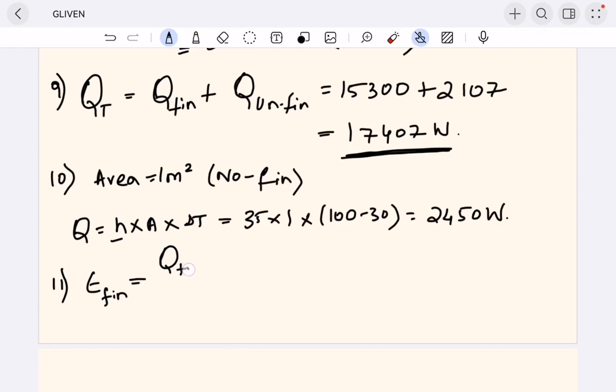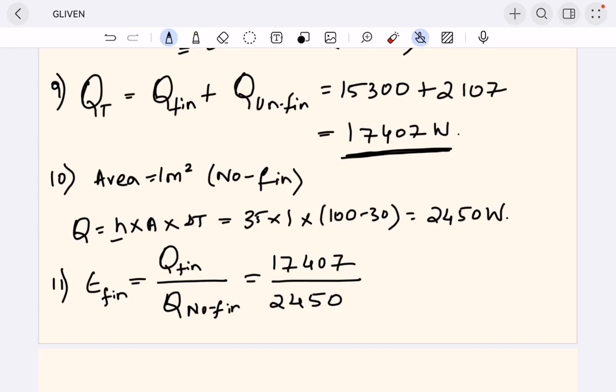So overall efficiency, if I have fins, how much is the heat transfer? If I don't have fins, how much is the heat transfer? So with fins, I'm transferring 17,407. Without fins, 2,450. If you divide, it is somewhere about 7.1 times 100. That is about 710%, 710%. So that much heat energy can be transferred.